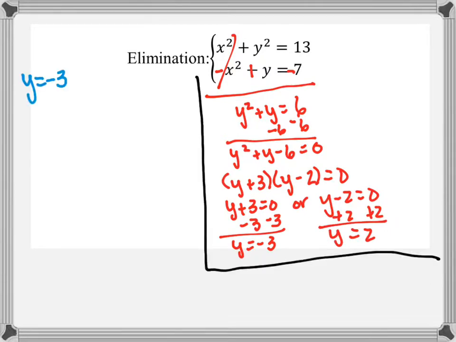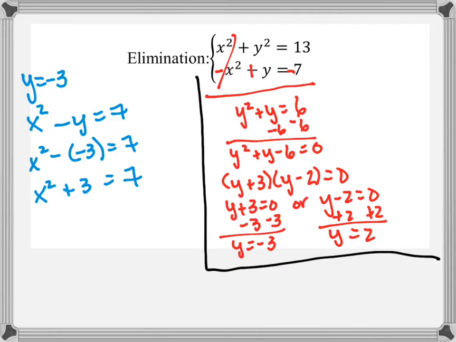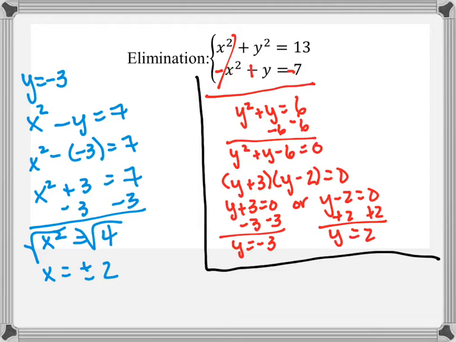Okay, so if y equals -3, we're going to choose one of our equations and substitute that in and find our x value. I'm going to use our original second equation. So x squared minus y equals 7. Substituting in, I get x squared minus (-3) equals 7, or x squared plus 3 equals 7. Subtracting 3, I get x squared equals 4. Taking the square root of both sides, x equals plus or minus 2. So we just found two different solutions here. We know that x can be positive 2 when our y is -3, and x can equal -2 when our y is -3.